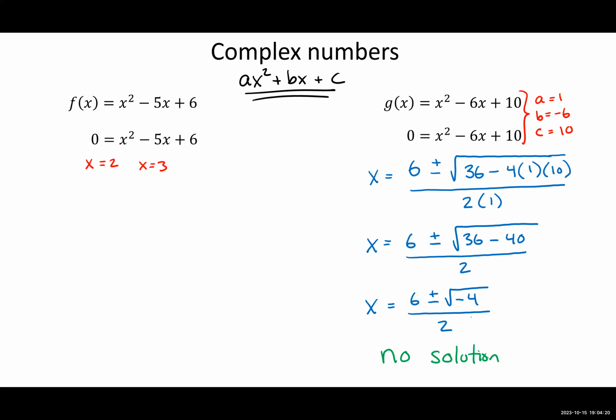Well, now with complex numbers, we say, wait a second, hold on. What if you could? What if you could take the square root of -4? What would that have to look like?